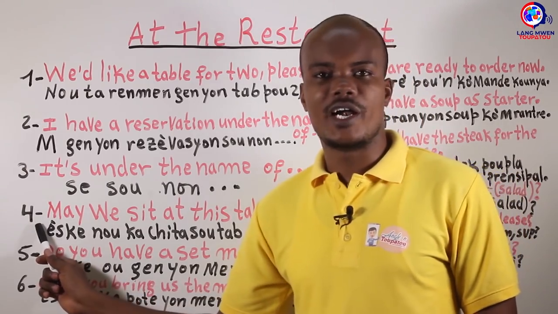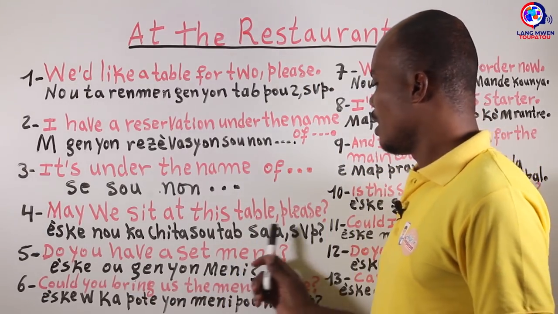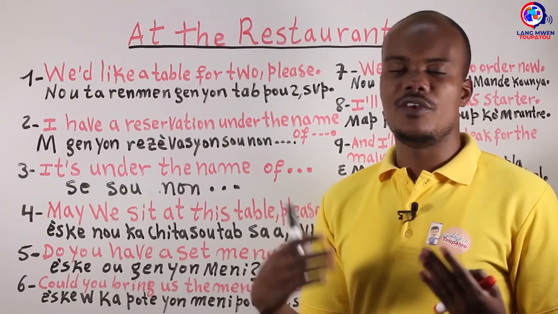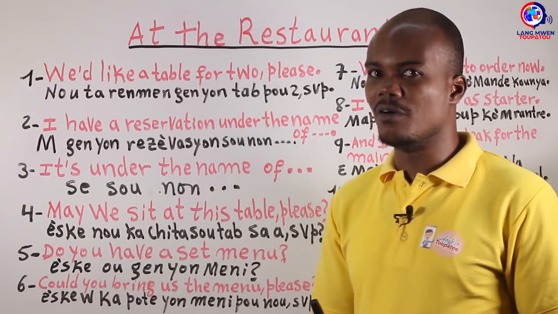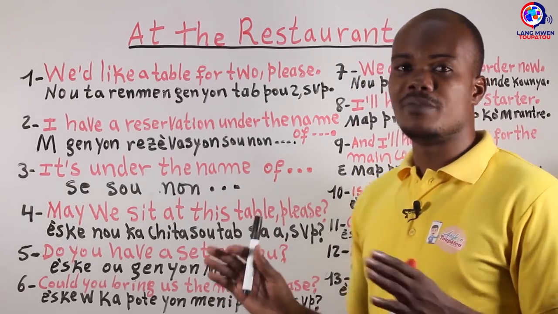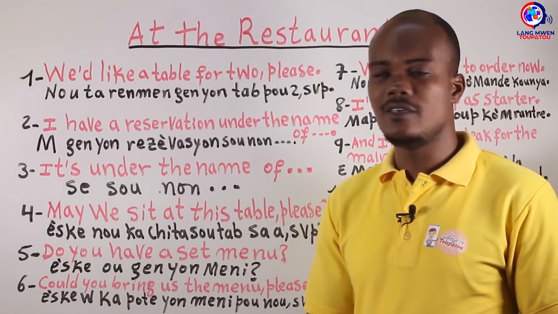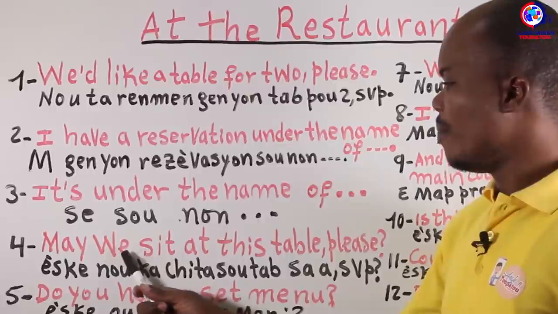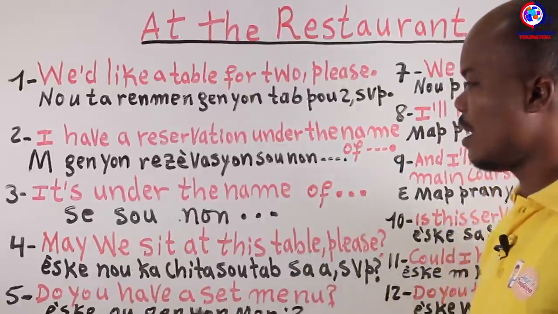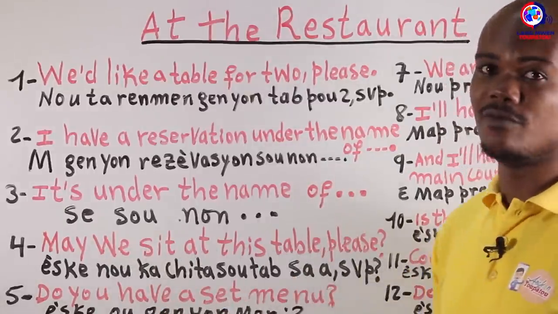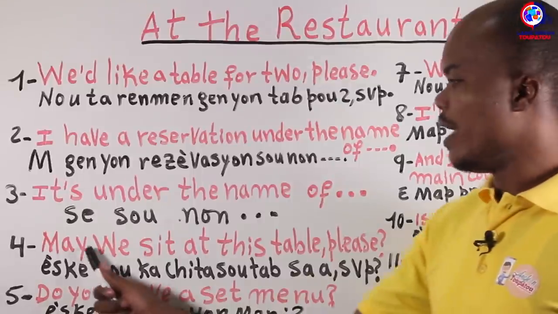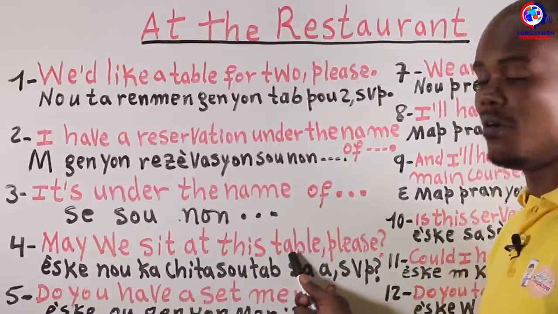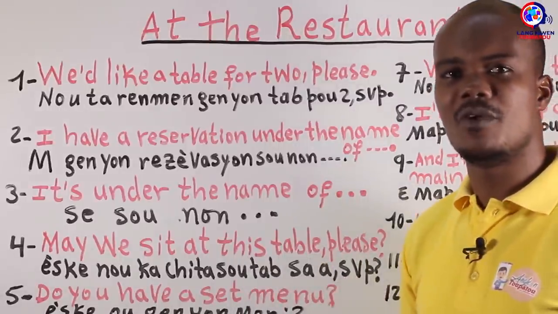And number four, sentence number four. You'd like to know if this table is available. So, use the formal way, when you say may. May we sit at this table, please? Okay? May we sit at this table, please.